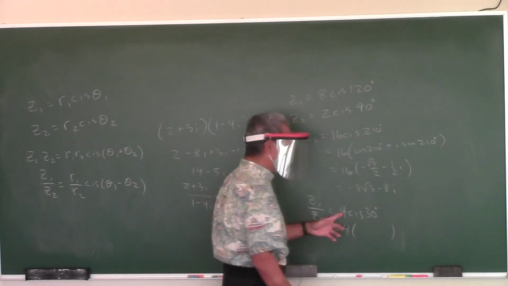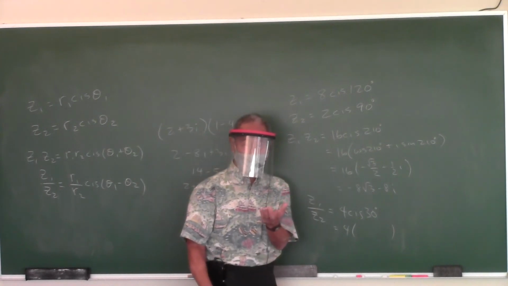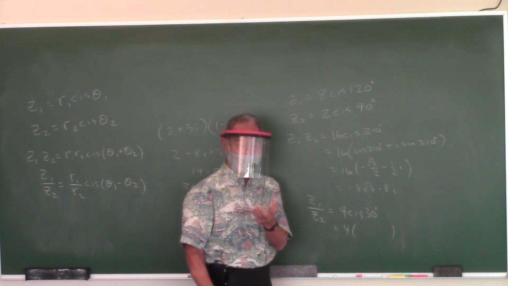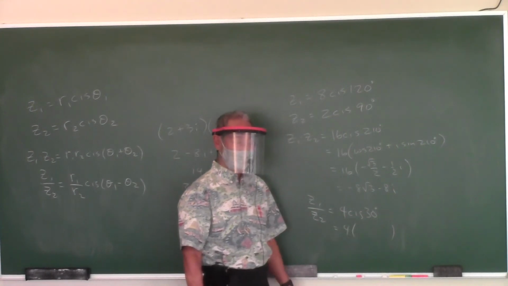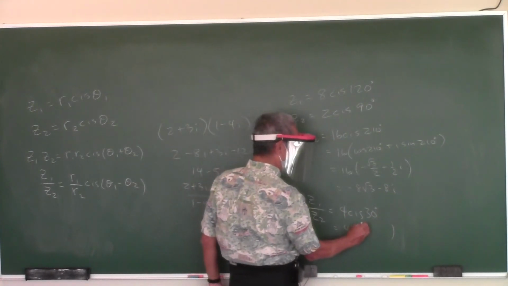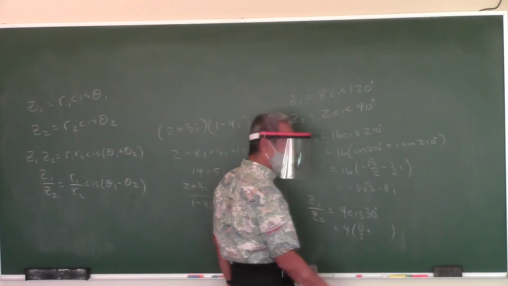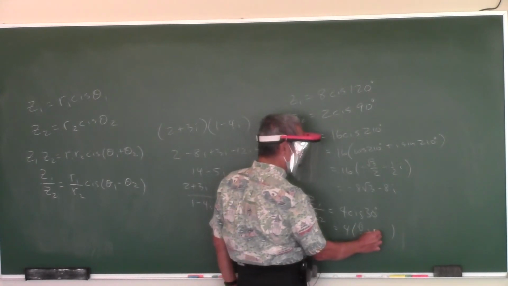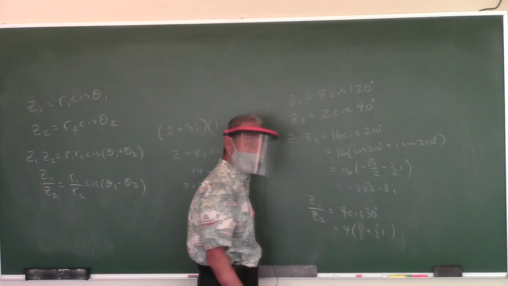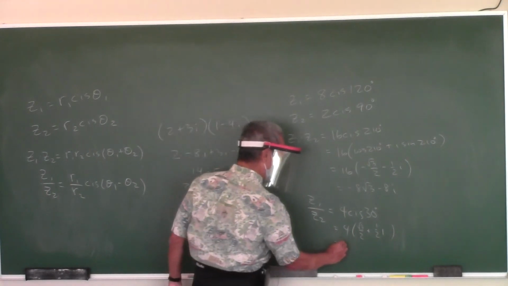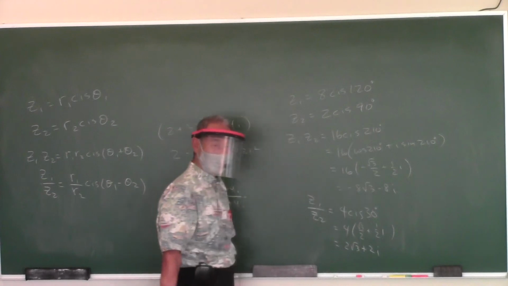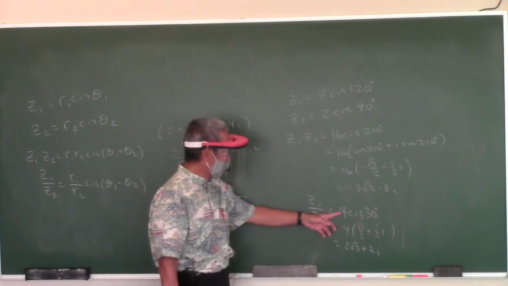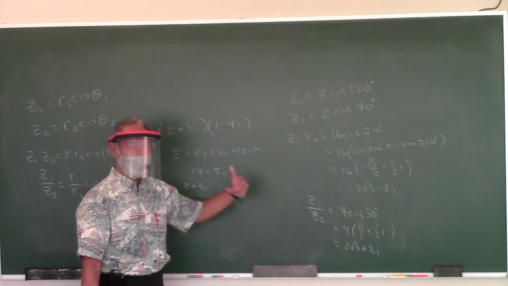Now remembering, cis is an abbreviation for cosine theta plus i sine theta, right? So here, watch this. You can save a lot of steps here. What is the cosine of 30 degrees? Root 3 over 2. What is the sine of 30 degrees? 1/2. The i always goes with the sine, and then distribute the 4. 2 root 3 plus 2i. Here's your answer. In fact, some of you can just go from here to here. You just got to do it a few times.